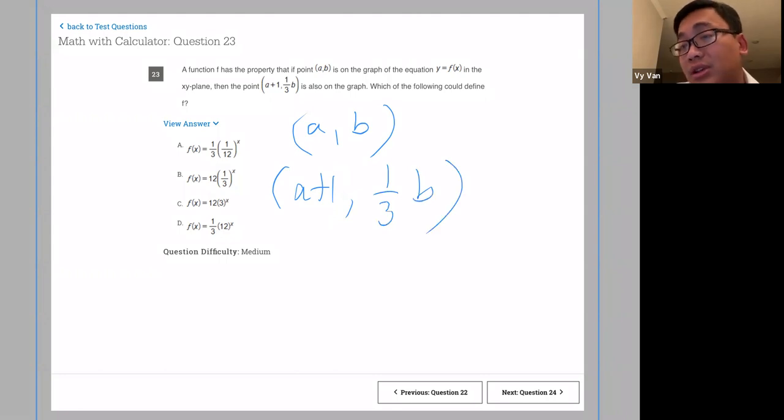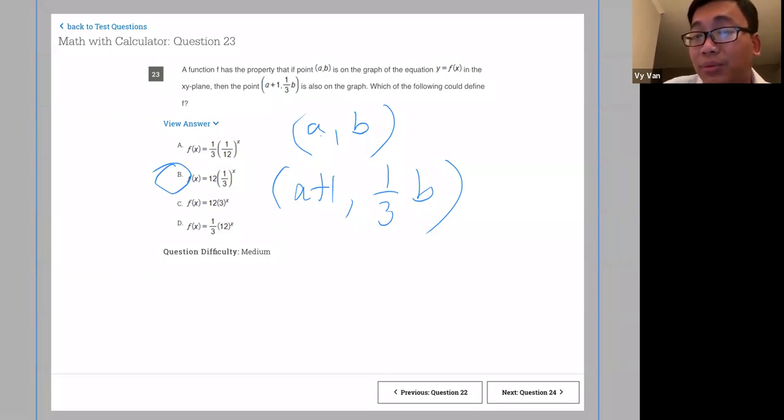If you notice, the original point is (a, b) and the next one is at a plus 1. That means when x increases by 1, b becomes 1/3 of itself. Which function says that when x is increased by 1, the y value becomes 1/3? The obvious answer is B, because if you plug 1 in here, y will be 1/3.